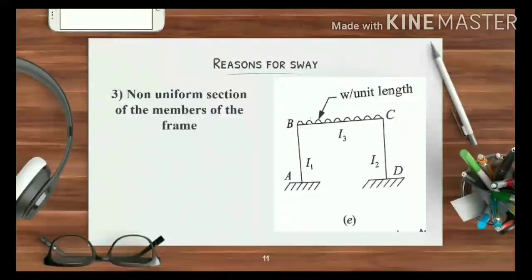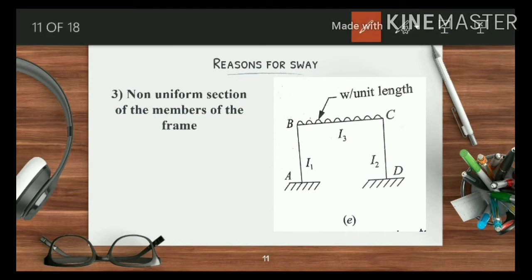Next one, non-uniform section of the members of the frame. Non-uniform section means the moment of inertia of the columns will be different. Here the moment of inertia of AB is I1 and the moment of inertia of CD is I2. That is, the moments of inertia are different. That means the section of column AB and the section of column CD are different, not the same. So due to this non-uniform section of the columns, sway occurs. That is, this frame will be a sway frame.